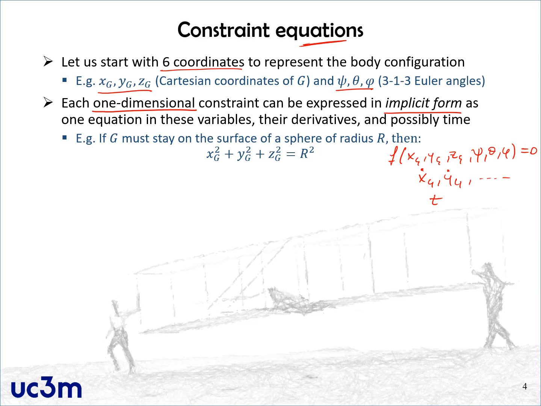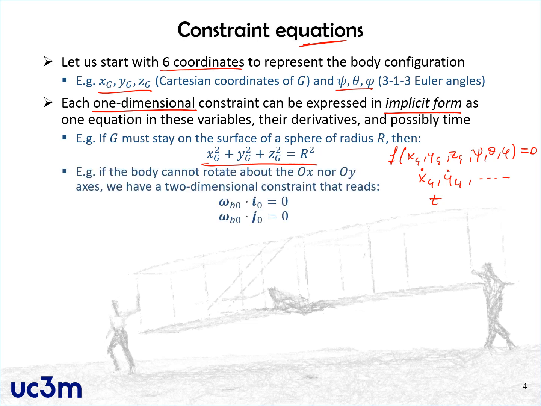Well, just to have an example, something that will resemble what you already know from point particles. Imagine that we have a constraint on the position of the center of mass that says that it must remain on the surface of some sphere. Basically, the distance to the origin has to be equal to r. That would be a particularly simple constraint. Another possibility would be to say that the body cannot rotate about 2 particular axes. This is actually not a simple constraint. This would be a double constraint.